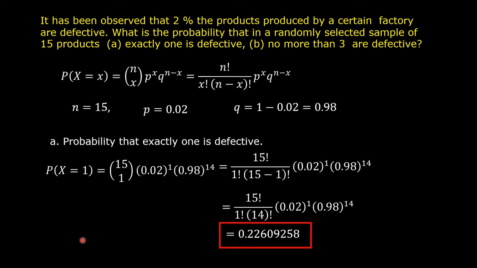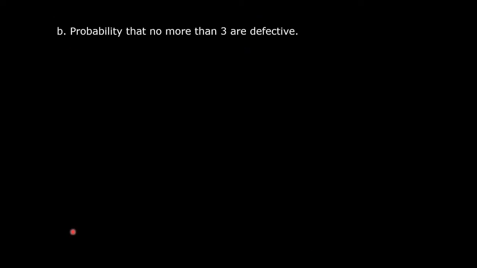Letter B. Let us now solve for the probability that no more than 3 are defective. The numbers that are not more than 3 are 0, 1, 2, and 3. 3 is not more than itself. So we are going to solve for the probability that x is 0, the probability that x is 1, the probability that x is 2, and the probability that x is 3.